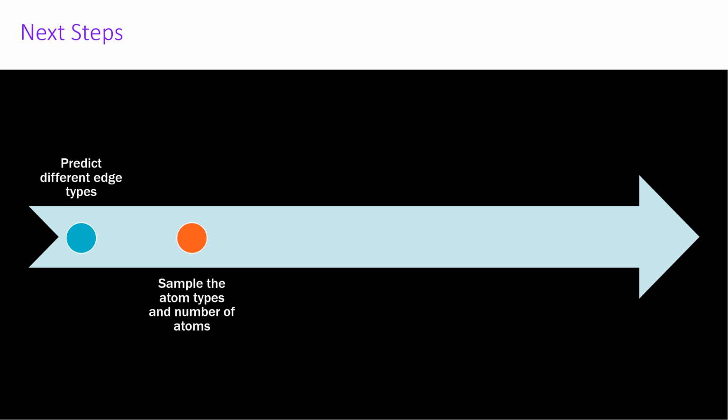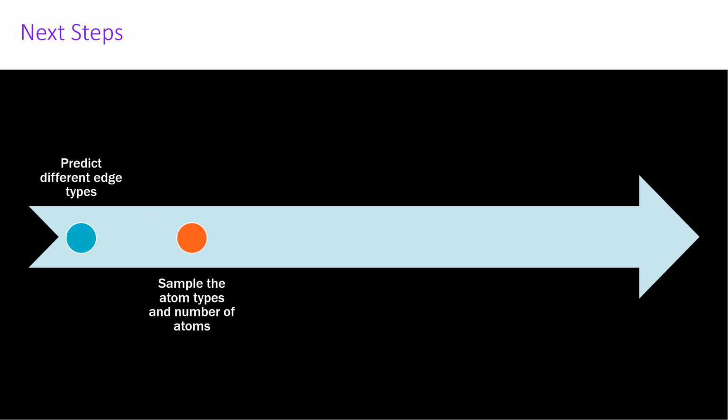generate entirely new molecules until the next video. To make this happen, there are a couple of points on the agenda. First of all, I need to change the decoder to output different edge types. This should be fairly easy to implement. Then I need to make sure that the latent space is only one vector now. For this I need to sample the atom types as well as the number of atoms for the generated molecule.